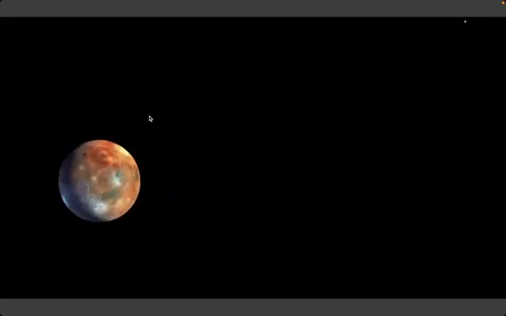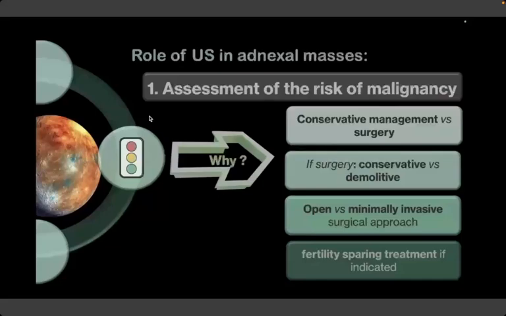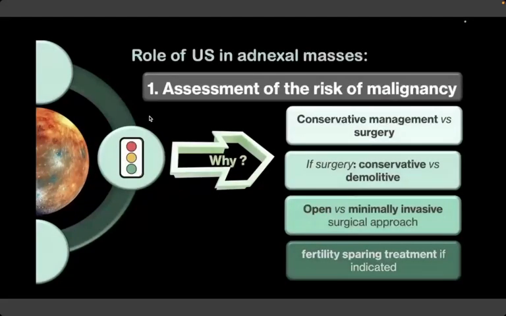Let's start by evaluating the adnexal masses. The main role of ultrasound is to triage the masses between benign and malignant. This is important in order to choose between surgery and conservative management. In the case of surgery, it is important to evaluate between a demolitive or conservative approach, to evaluate the surgical approach if minimally invasive or not, and to select patients for fertility-sparing treatment if indicated.